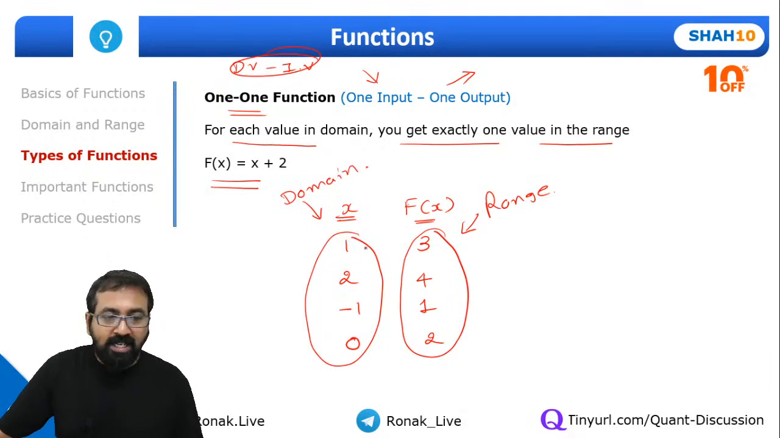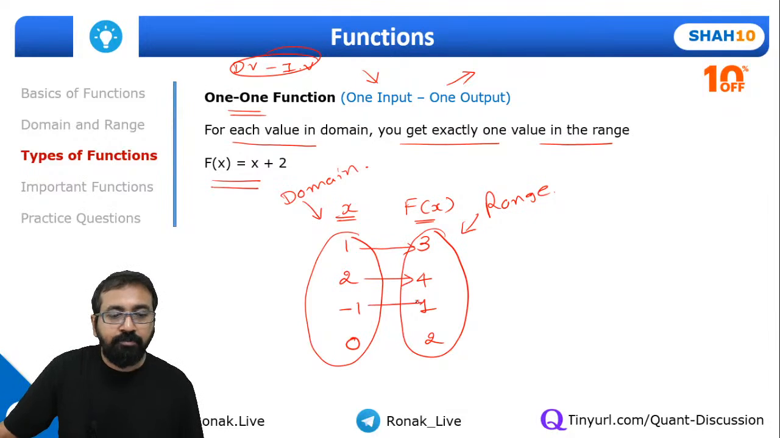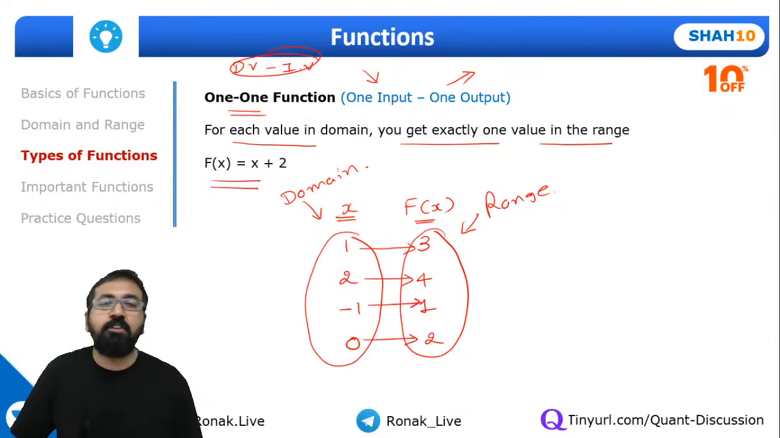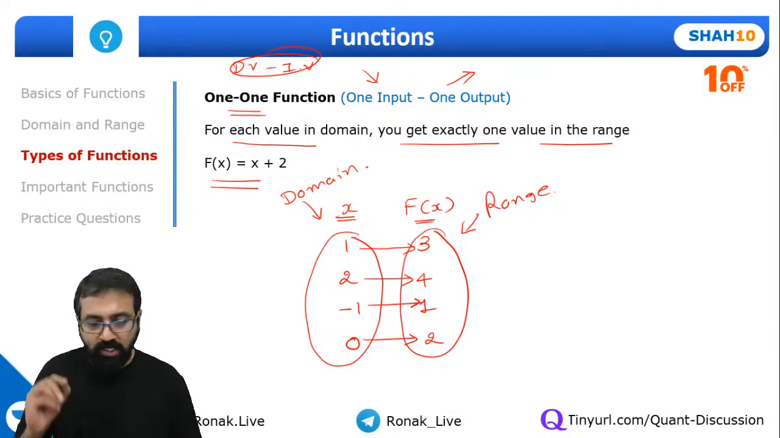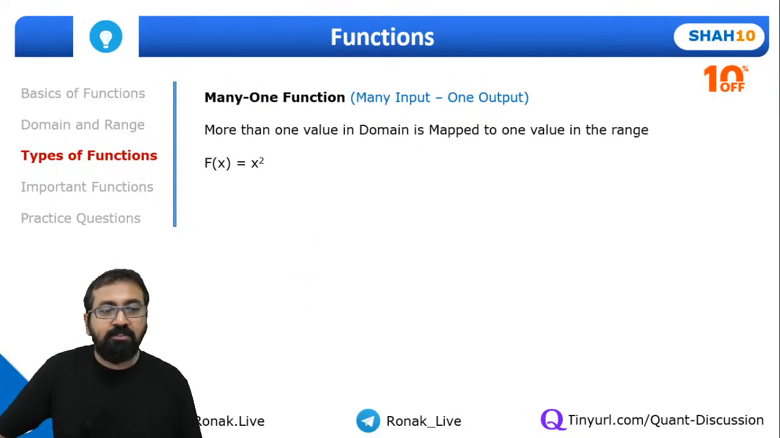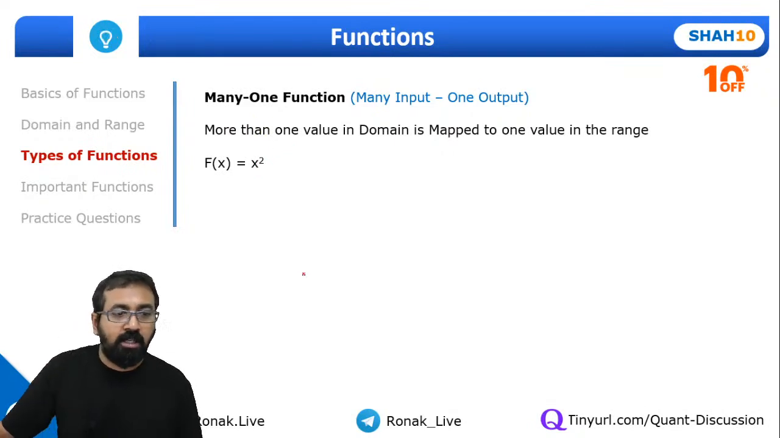Yeah, so can I say one value of domain produces just one value of range? So this is called a one-one function, right? Okay, so let's understand what is a many-one function. For many values of the independent variable, you are getting one value of the dependent variable, right?